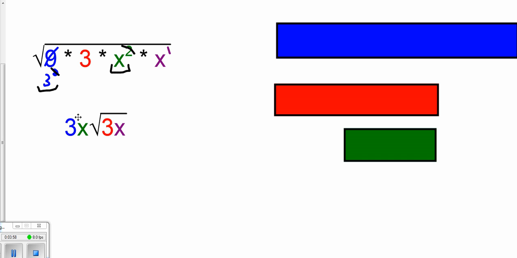So it's the value of 3x times whatever the value of the square root of 3x would be. So these came from finding the square roots. These were the remainders. This would be your final answer then.